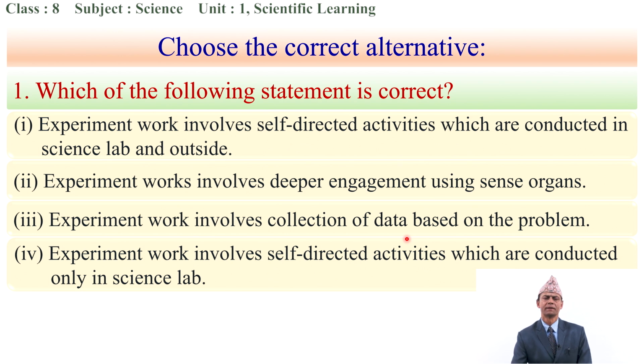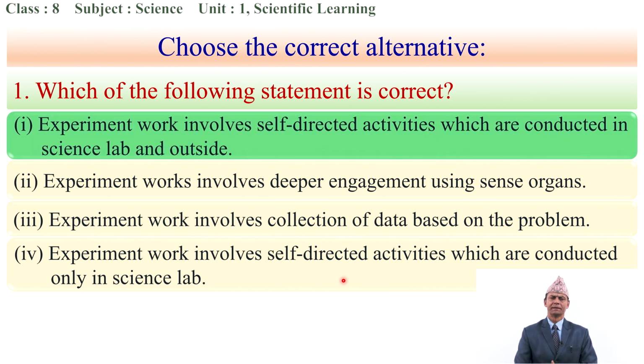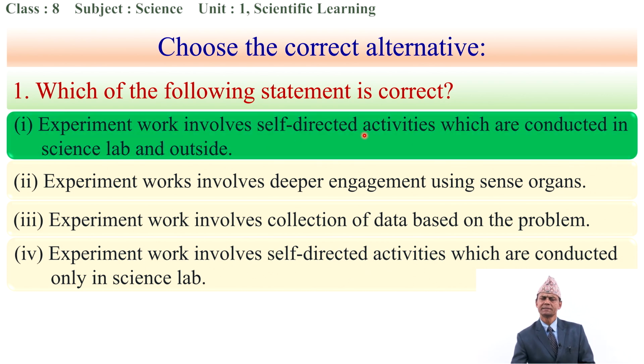Think carefully. Next, experiment work involves self-directed activities which are conducted only in the science lab. Is it correct? We have to find the best one. Which one is the best answer? Let's check. Did you find? Let's check it out. Yes, experiment work involves self-directed activities which are conducted in the science lab and outside the science lab also.